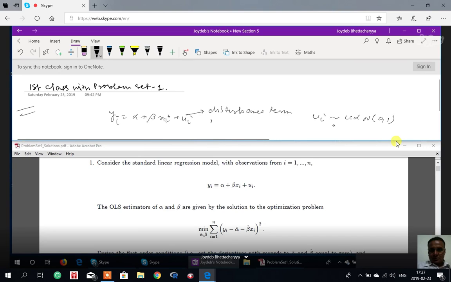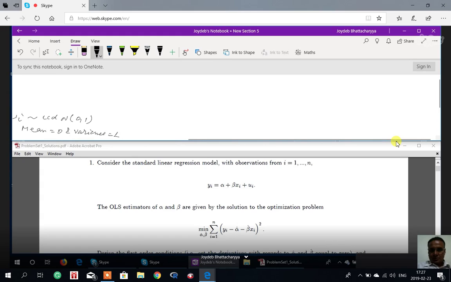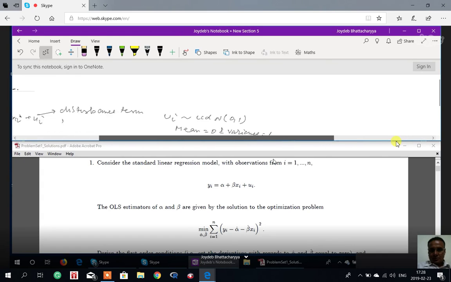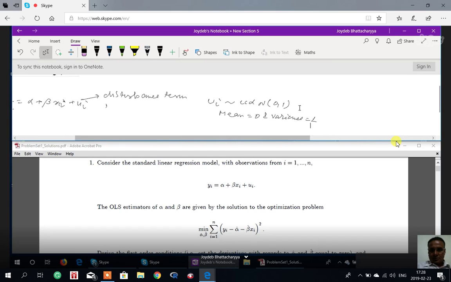0, 1 means your mean is 0. Mean is set at 0, and variance is 1. So it just says it follows a normal distribution, the standard normal distribution. This 0, 1 is actually the idea of standard normal distribution, right?